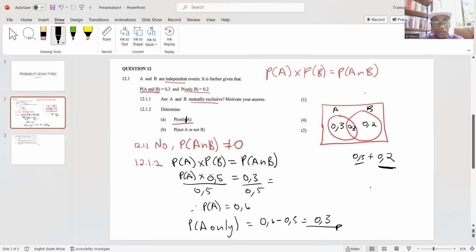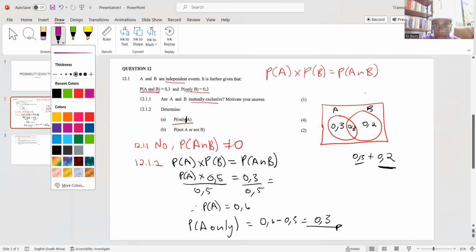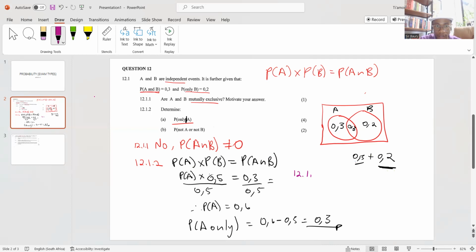And now, when we get to the second question, the probability of not A or not B. Okay, this is A, and this is B. So this is the same as the probability of not A or not B. So the formula is the probability of not A plus the probability of not B minus the probability of not A and not B.